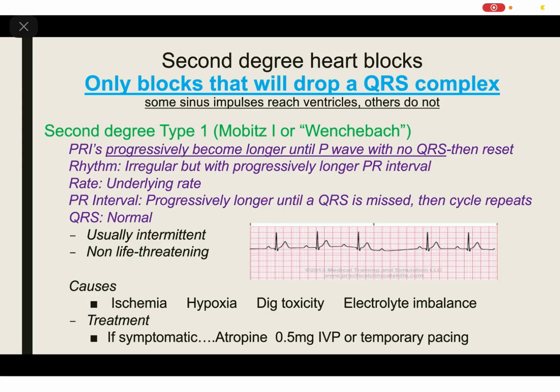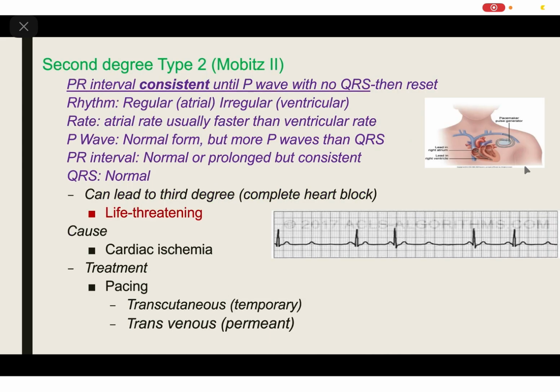We have electrolyte imbalance. If they're symptomatic, give them 0.5 milligram of IV push atropine or temporary pacing, if that's what the doc wants. On top of that, morphology all looks good. It's just that these P waves are getting farther away from their lovely QRSs.